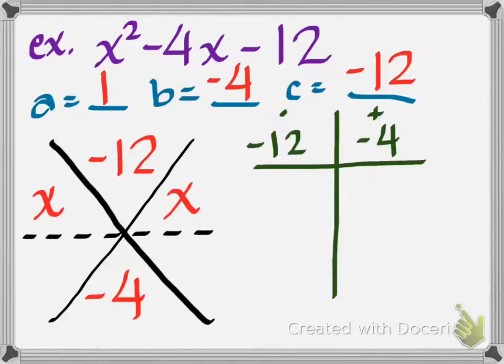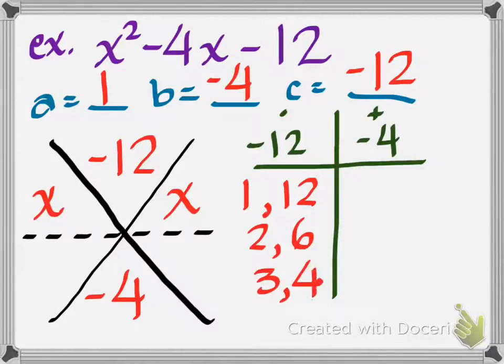Okay, so now I have to think, what pair of numbers multiplies to a negative 12 and adds to a negative 4? Let's list out our pairs that make 12. 1 and 12, 2 and 6, 3 and 4. Well, no combination of 1 and 12 is going to give me any combination of 4. So 1 and 12 is out. No combination of 3 and 4 can make a 4. So 3 and 4 are out.